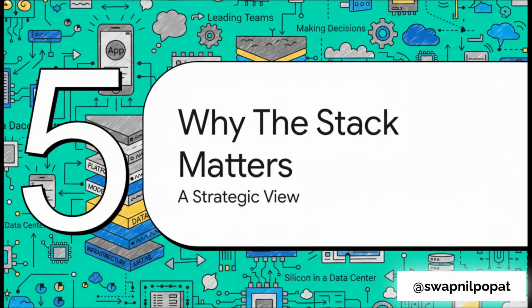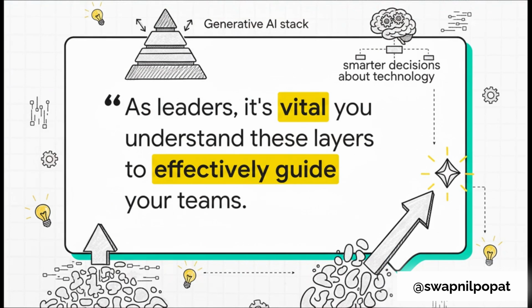Okay, so we've deconstructed the entire stack, from the app on your screen all the way down to the silicon in a data center. But why is understanding all this so important, especially for people who are leading teams and making decisions? This is the key takeaway right here. Knowing how these layers fit together isn't just some technical exercise, it's a strategic necessity. It allows you to guide your teams, to make smarter decisions about technology, and to truly harness the power of AI for your own goals.